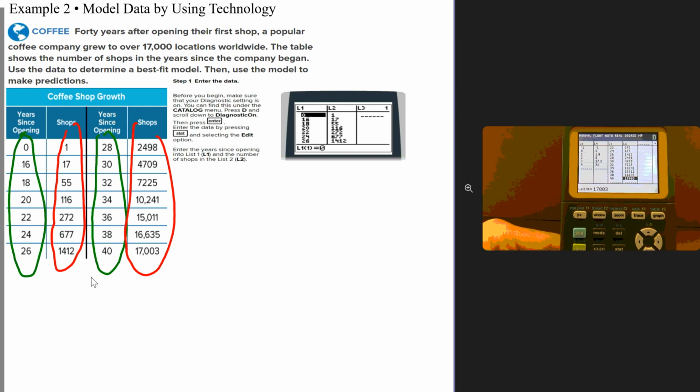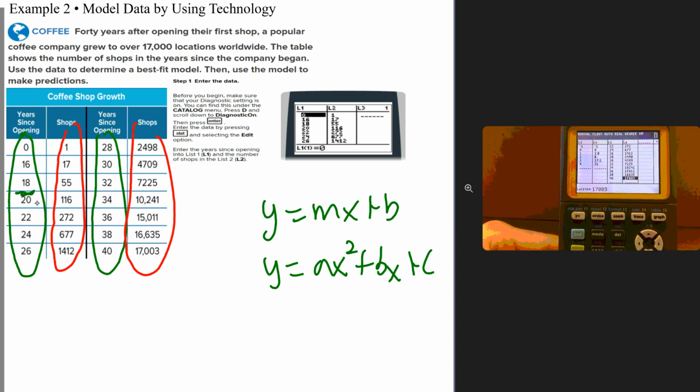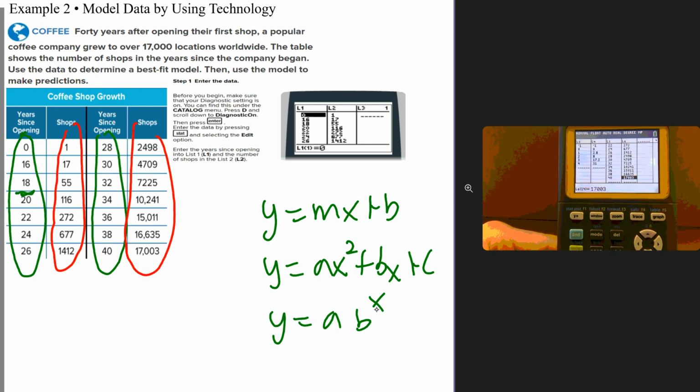Once that's in there, what I want to do is see whether this data, the scatter plot, represents a linear equation. Does it represent maybe a quadratic? Then I could model it and predict what's happening in year 42, or in between, maybe at year 10, how many stores they have. I can write an equation as a linear, quadratic, or exponential and see which one best fits that. I'm going to do that by first turning my diagnostic on.